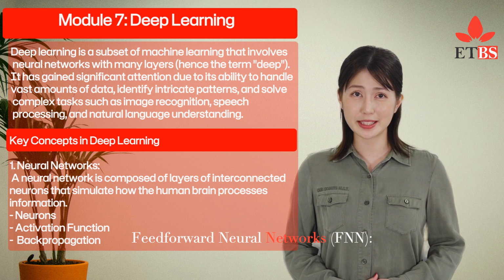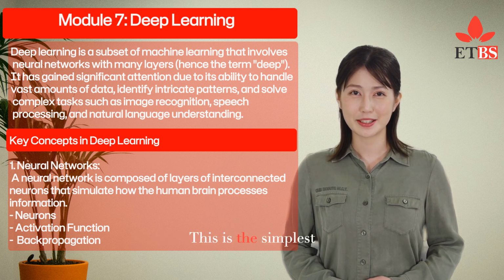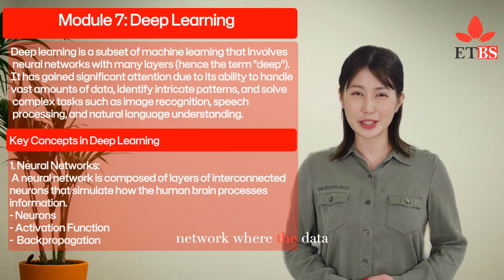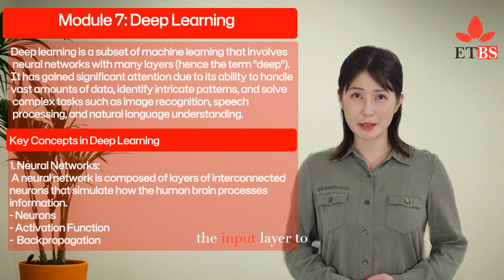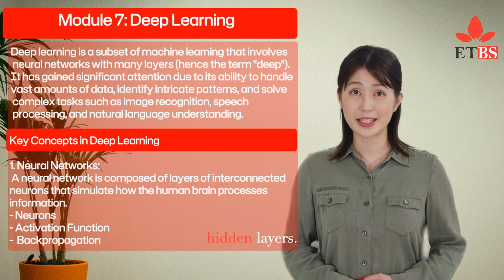Feed-forward neural networks, FNN. This is the simplest form of a neural network, where the data moves in one direction, from the input layer to the output layer through the hidden layers.